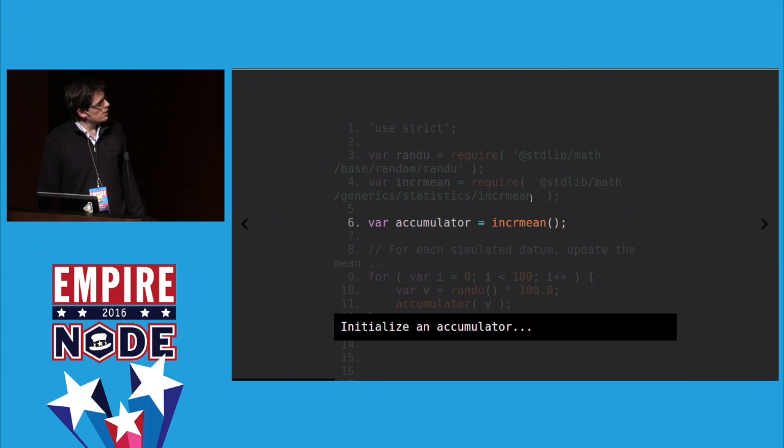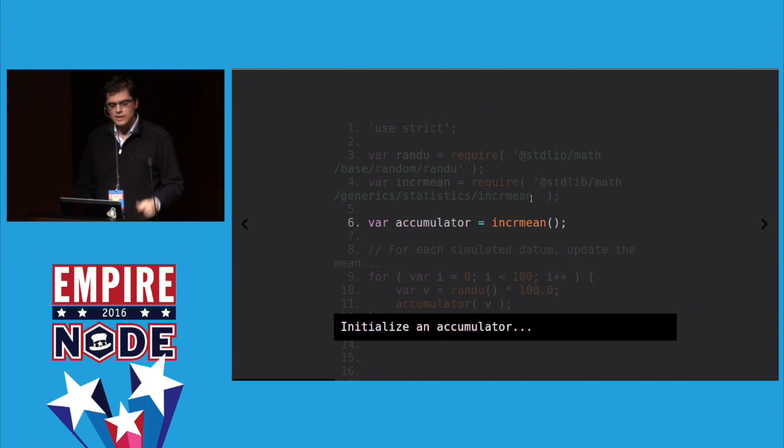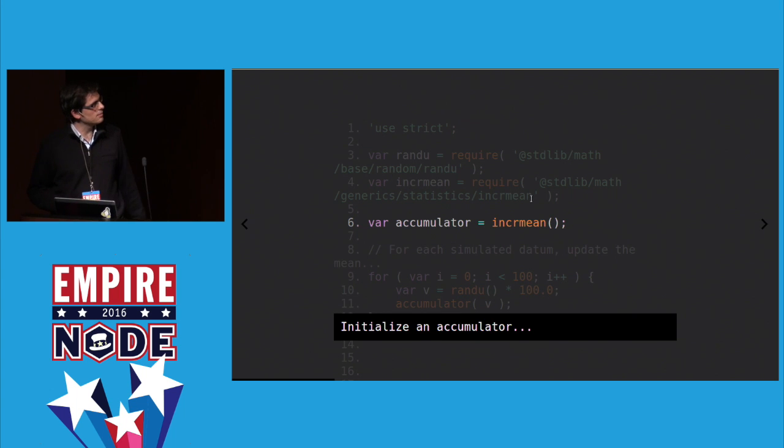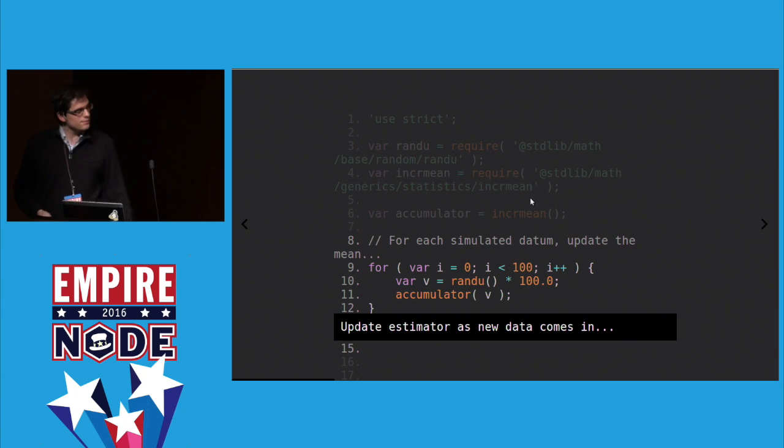And now how does this work here? So here it's pretty simple. We just call this incremental mean function. We get an object back, which is now this accumulator, and then this will hold our current estimates, and then we can just update it as data comes in. So here we get some new data, numbers between 0 and 100, and then we update it. And if we want to get the current estimate back, we would just call the function without supplying an argument.